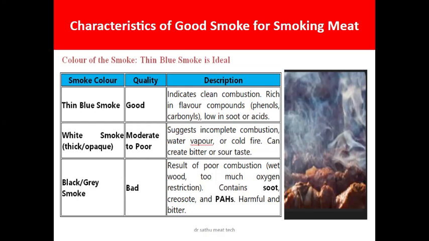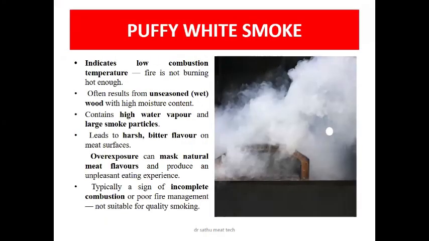Okay, the good smokes generally we get by pyrolysis in the temperature range of 300 to 400 degree centigrade. So you can see here the puffy white smoke. Why does this occur? The fire is not burning hot enough, or the temperature is not hot enough. That may be one reason because of which the pyrolysis of the wood will not be taking place properly. So this is normally seen when the wood that we are using is wet with high moisture content.